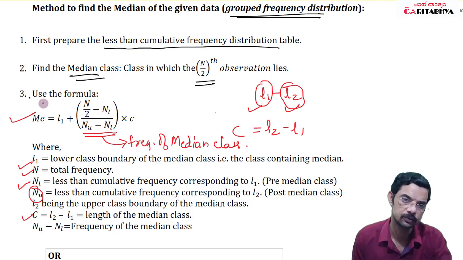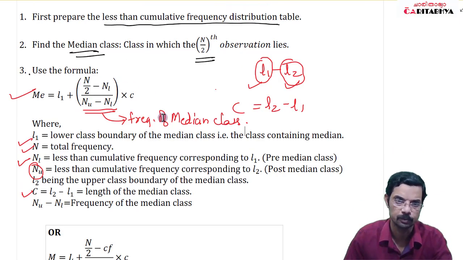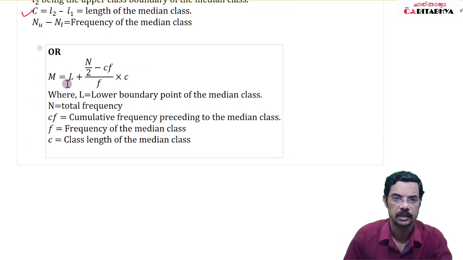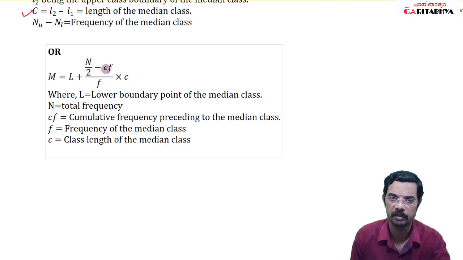We can either use this formula or a formula which we have studied in 10th standard CBSE textbooks, where it is like this: median M is equal to L plus (n by 2 minus Cf) divided by f, into C, where we define n by 2 as half of the total number of observations. L is the lower boundary point of the median class, Cf is the cumulative frequency of the pre-median class, and f is the frequency of the median class. And C is the class length of the median class.